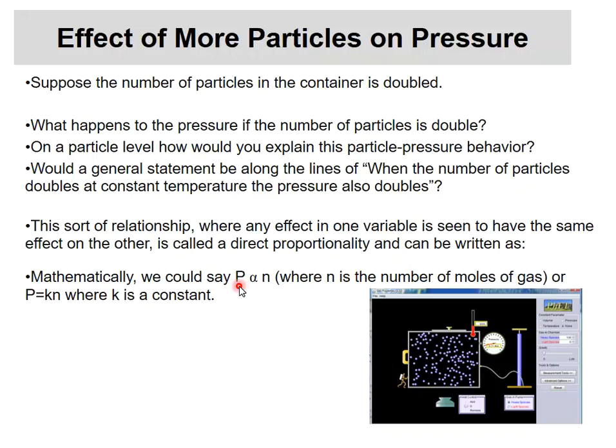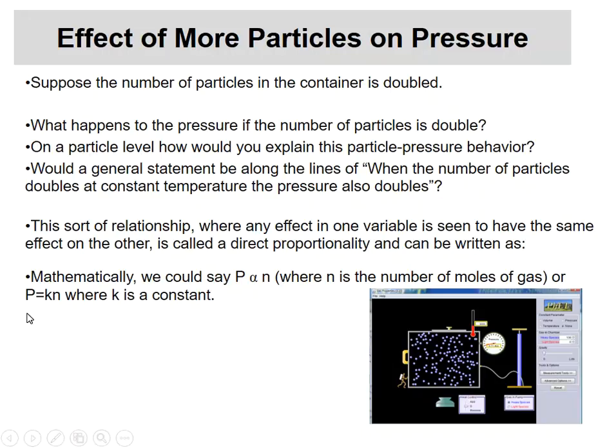So we can say mathematically, as you may have seen, this is a proportionality. That's a little Greek alpha in here. It says pressure is proportional to number of moles. It doesn't mean it equals that, okay? But remember, number of particles is related to number of moles. I can talk about either one. It doesn't say those two are equal. It says they're related in a direct way. So if I double one, the other one doubles as well.